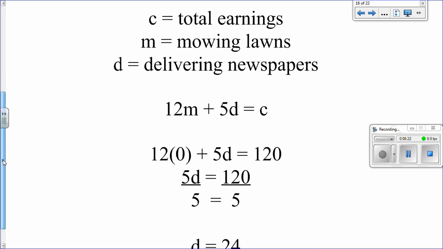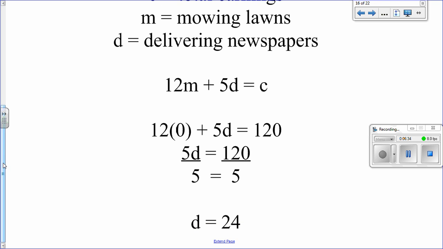So we're going to graph this using intercepts. The first thing we're going to do is substitute in 0 for the mowing the lawn hours, and then we're left with 5D equals 120. Divide each side by 5, and in order for him to earn $120, he's going to have to deliver newspapers for 24 hours.